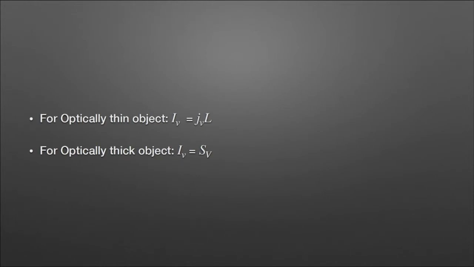Now for an optically thin object, tau v is very much less than 1. So 1 minus e raised to power minus tau v may be approximately tau v. Then the equation will be I v is equal to j v L. Okay, now L is the total length of the ray path. And for an optically thick object, I v is equal to S v, as e raised to power minus tau v will be much less than 1. So from those equations we get this. Yeah, next slide.